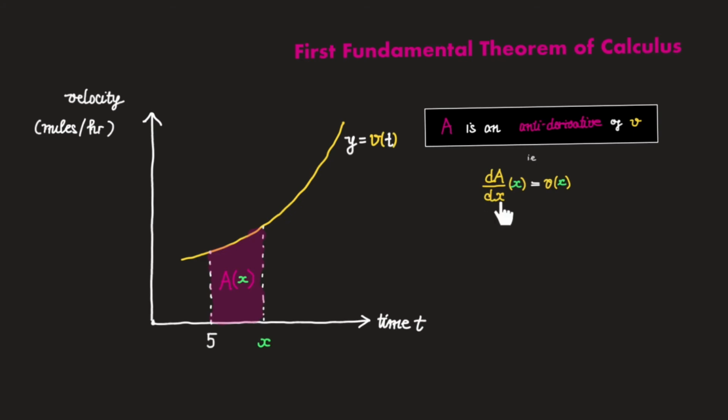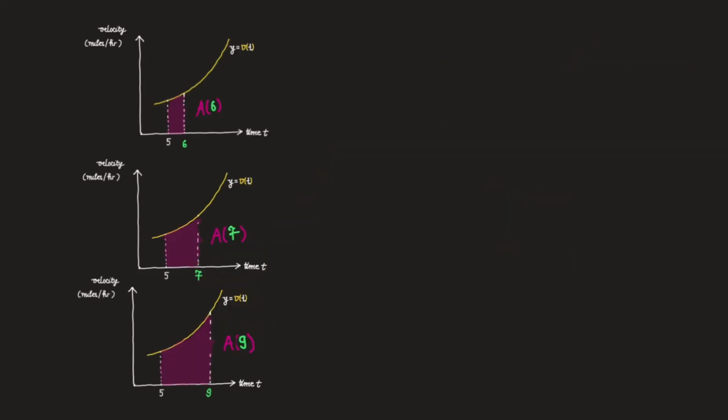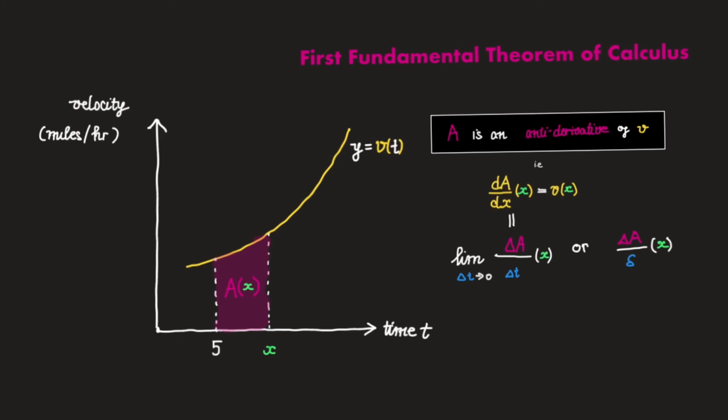Sure, the derivative corresponds to the slope of the tangent line, but that's just one way of thinking about it. Another way of thinking about the derivative is as the instantaneous rate of change. Think of this region here as expanding through time. At 6 a.m. it looks like this, then at 7 a.m. it looks like this, and at 9 a.m. it looks like this.